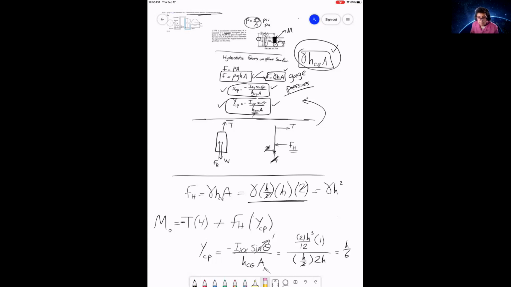Okay. But in this one, I solved this problem and I got h over 3. Where did I get that from? Hold on, let me double check. Let's review. Did we do it correctly? YCP.